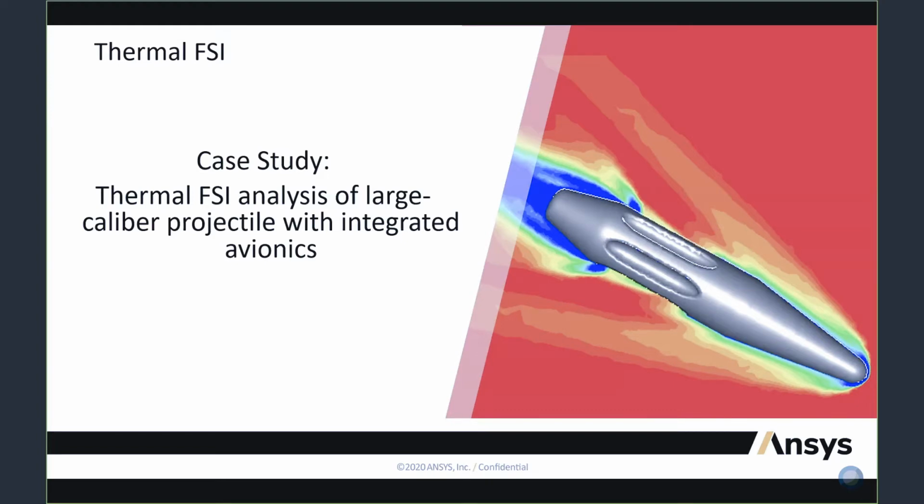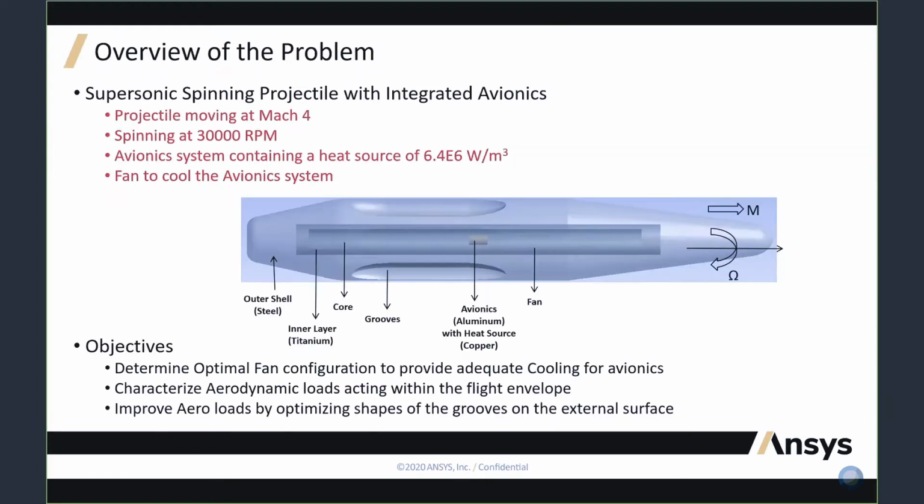Okay, so at this point, I would like to talk about the case study. The first case study I want to talk about is a thermal FSI analysis of a large caliber projectile with integrated avionics. So we have this particular problem. It's a supersonic spinning projectile that has integrated avionics inside. So this projectile is moving at Mach 4. It's spinning at 30,000 RPMs.